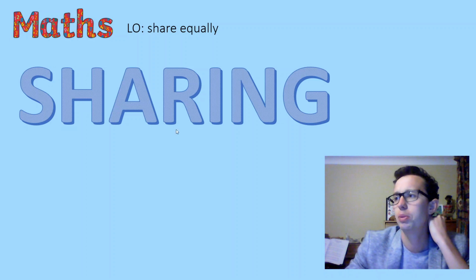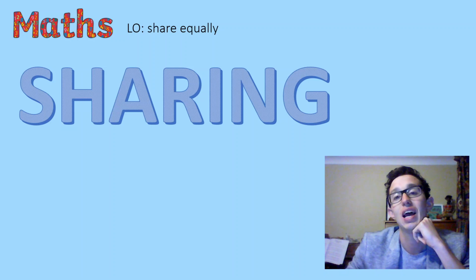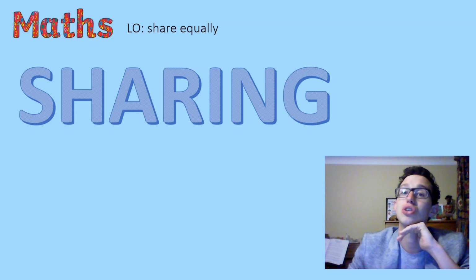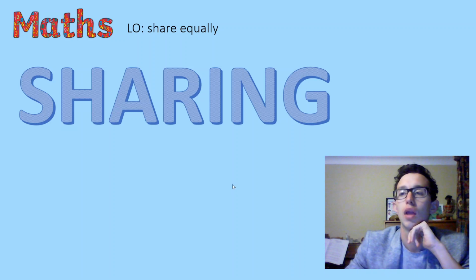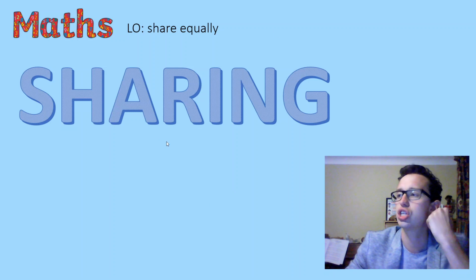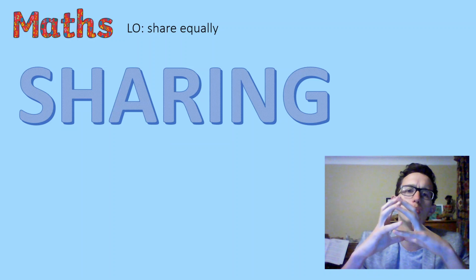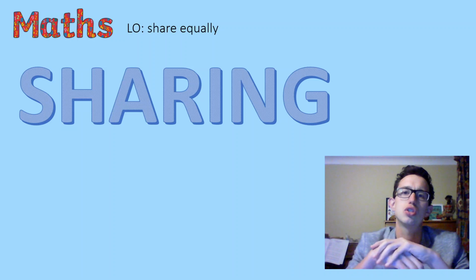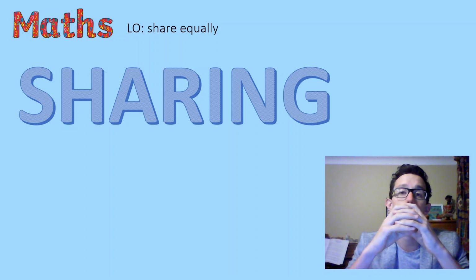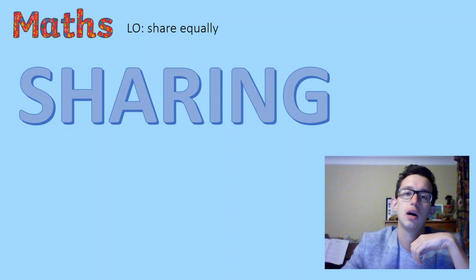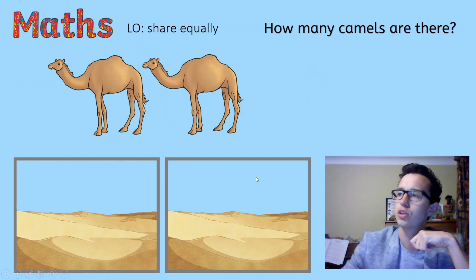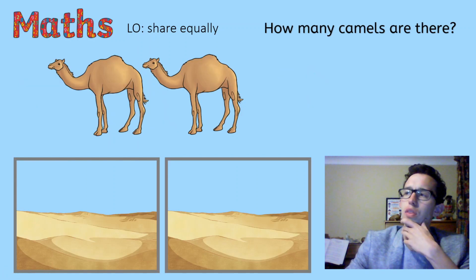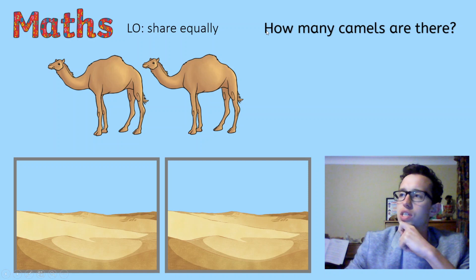So what we're going to be doing today is sharing animals into spaces. Okay, and we're going to make sure that they are shared equally. So we've got them all together, and we're going to share them out into different parts. So we've got the whole, and we're going to share them into parts. Just to start with, I'm going to look at this first question.